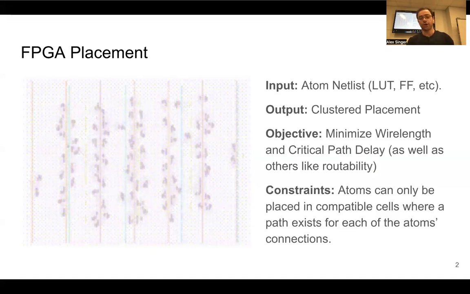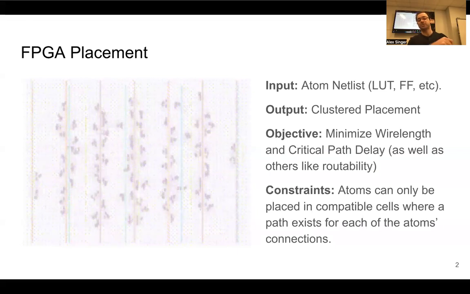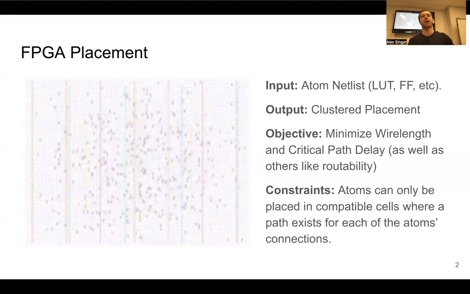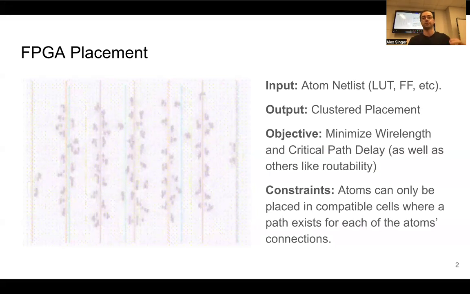And our constraints are that atoms can only be placed in compatible cells where a path exists for each of the atom's connections. So I can't place an atom in a DSP block, and I can't place too many atoms in one tile because there's no route to get the connections in and out. So that is my FPGA placement problem.